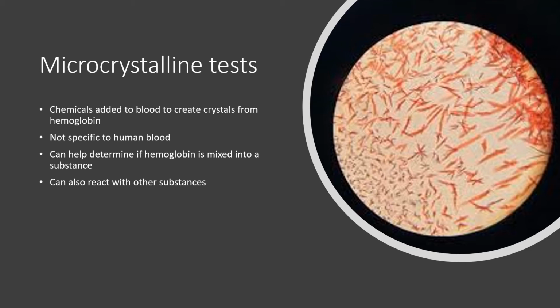So if you have a sample of blood that is not pure blood, perhaps it's mixed into mud or something, this can help precipitate out into these crystals hemoglobin. You can make the blood stand out from the rest of that solution by doing this. There's a bunch of different chemicals that are used to do these microcrystalline tests. They're not terribly sensitive and they're not terribly easy to do, so they're not relied upon very much, but they can be essential if you have mixed blood.